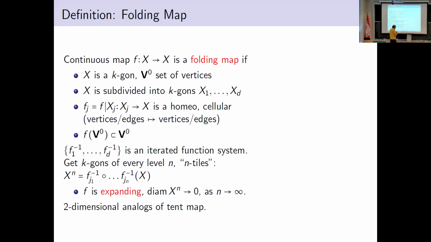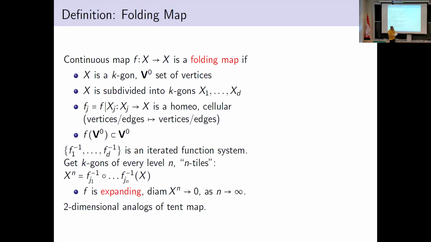And I want this map to be cellular, meaning that vertices go to vertices, edges go to edges. And also I want the vertices to be mapped to themselves as a set, not that each vertex is mapped to itself. Or maybe I can look at it in the reverse order. Instead of mapping the small thing to the big thing, I can think of mapping the big thing to the small thing, and then it's just an iterated function system.